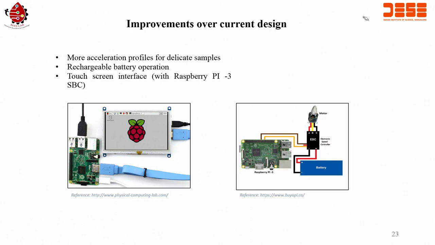Now, for that, what are the improvements? More acceleration profiles, and for delicate samples, a rechargeable battery operation and a touch screen interface. A rechargeable battery operation is very important because of the power situation within our country. There is a lot of power fluctuation, and if there is no power, then the system should not stop in between, right. So, that is another thing that we need to take care of.